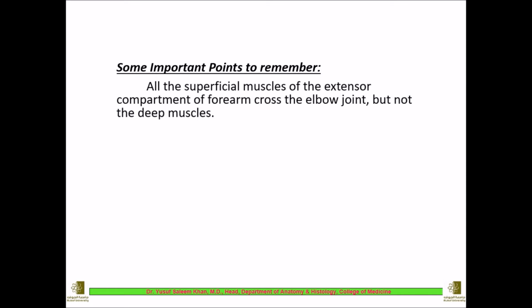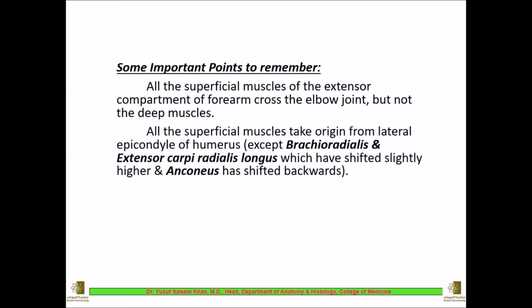So the first is that all the superficial muscles of the extensor compartment of the forearm will be crossing the elbow joint, just like in the case of the flexor compartment. Here also the superficial muscles will be crossing the elbow joint, but not the deep muscles. The superficial muscles take origin from a common point called the common flexor origin, the important part being the medial epicondyle of the humerus.